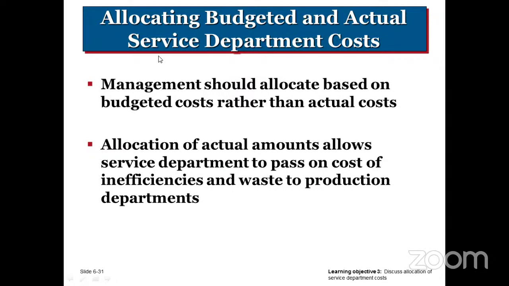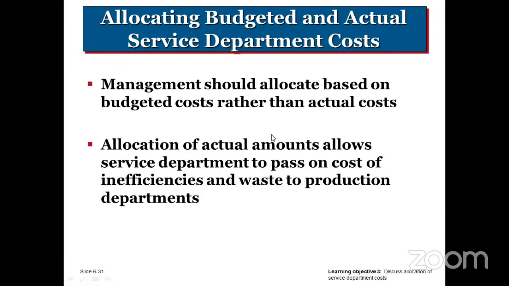That means the HR department, the janitorial service department, the IT department, whatever this department cost, should be allocated based on budgeted cost rather than actual cost. When you allocate something to them, you need to work out the budget first, then you compare later. Allocation of the actual amount allows service departments to pass on cost inefficiency and waste to production departments.